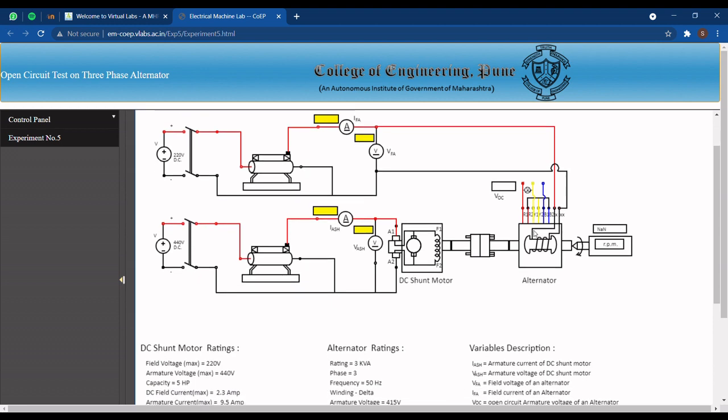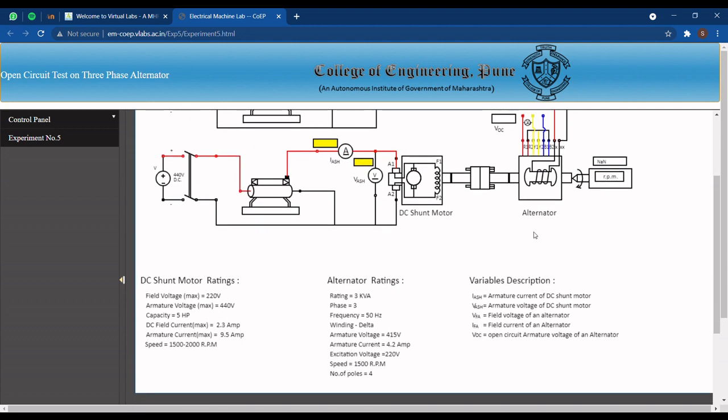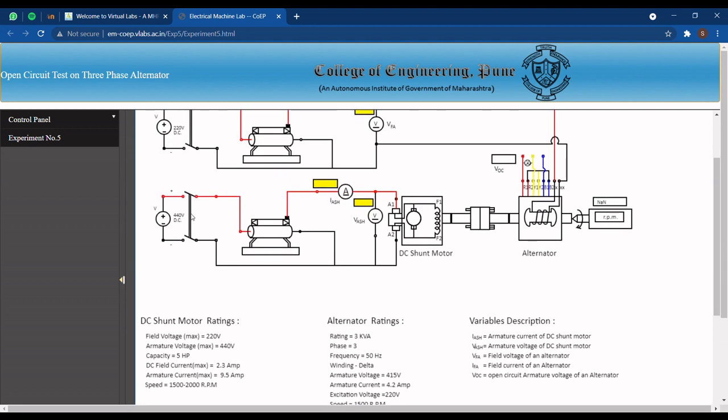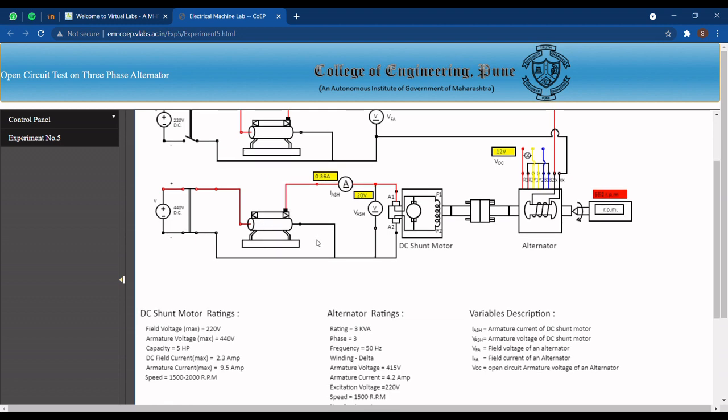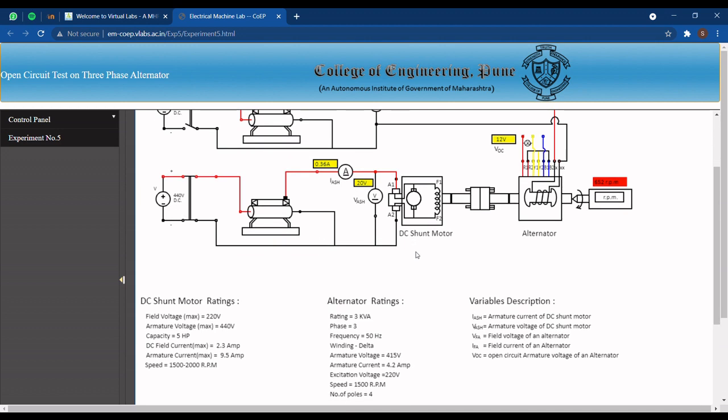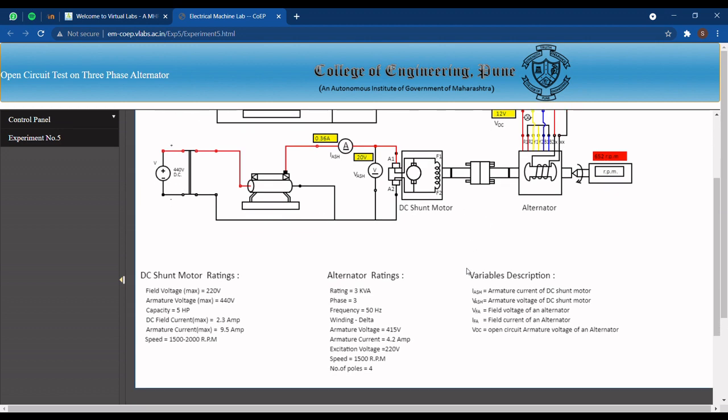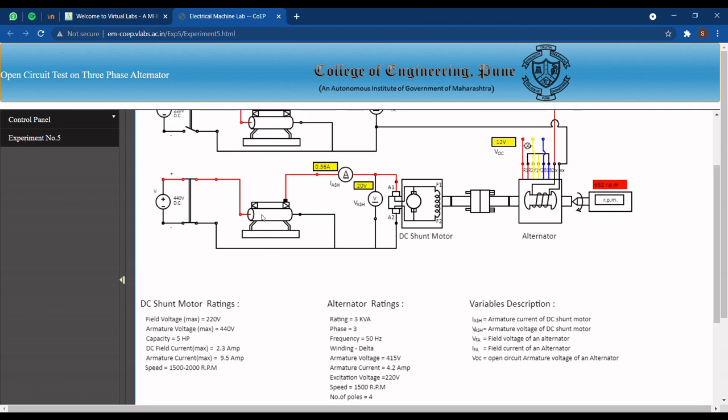Now let us get into the experiment. Close the DPST switch so as to give supply to the DC shunt motor, which is the prime mover. Now gradually adjust this rheostat till the alternator reaches its rated speed. The rated speed of the alternator is 1500 RPM.